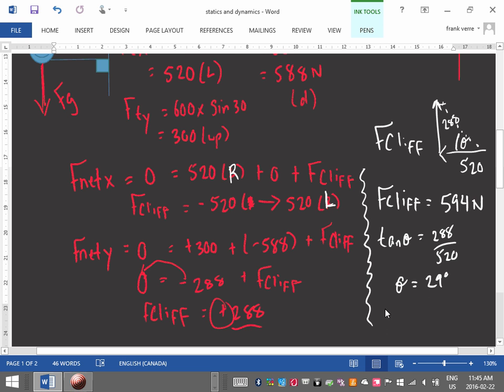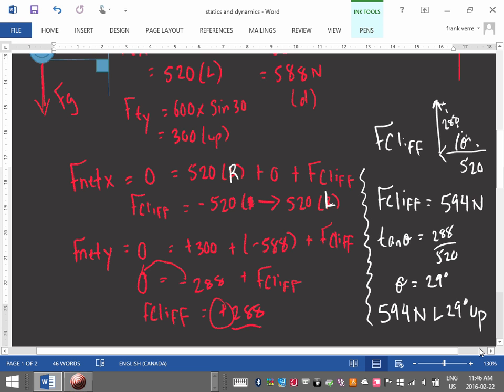So then our final answer would be the force of the cliff would be 594 newtons left, 29 degrees up. Okay? So that's an example of a statics question where the big idea here is, remember, the net force is what? 0. Because it's not moving. So I'll show you one last example of net force being 0, because it's static, and then we'll end there, okay? So one last example.